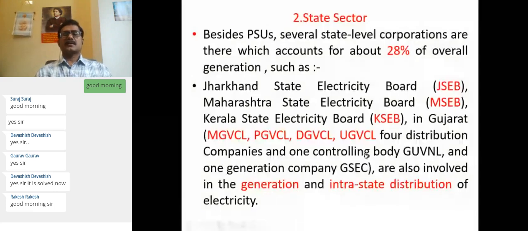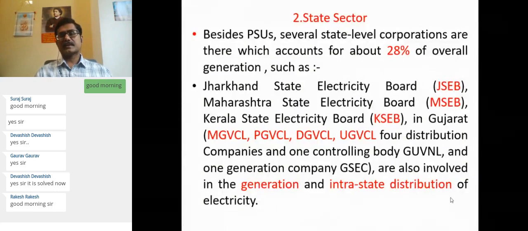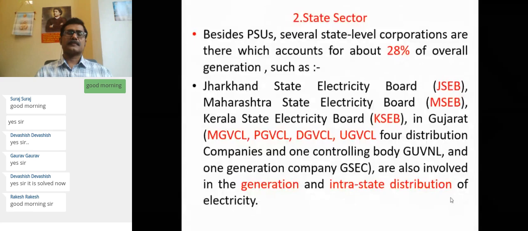Whereas the Gujarat State Electricity Board is involved not only in the generation but also in the intra-state distribution of electricity. Okay, so it is supplying its excess energy to the neighboring states, maybe Madhya Pradesh, maybe Maharashtra, or maybe Rajasthan as well. So a substantial role is played by the state sector, the state electricity boards, in the generation of electricity.